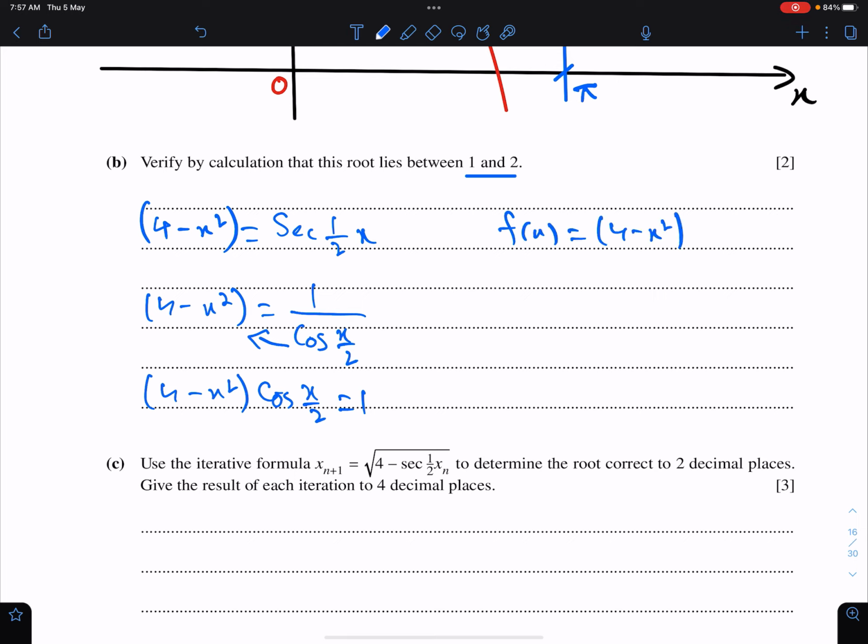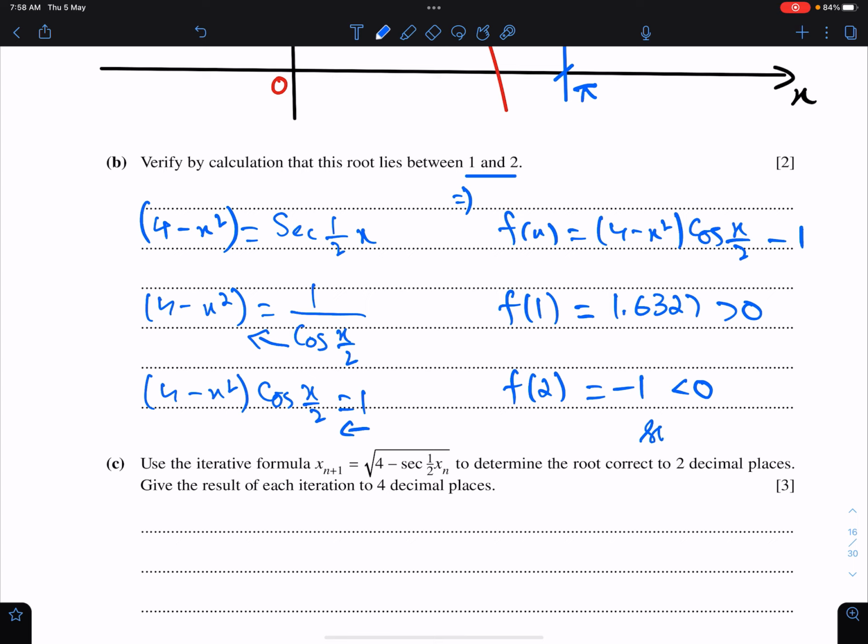4 minus x square cos half x minus 1. You have to bring this on left hand side. So f of 1 is, make sure your calculator must be in radian mode, 1.6327, positive answer. And f of 2 is negative 1, so negative answer, hence shown. Since f of x changes its sign from positive to negative, hence the root of this equation lies between 1 and 2.